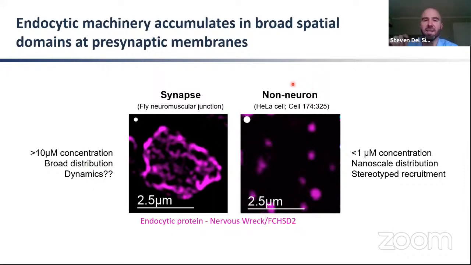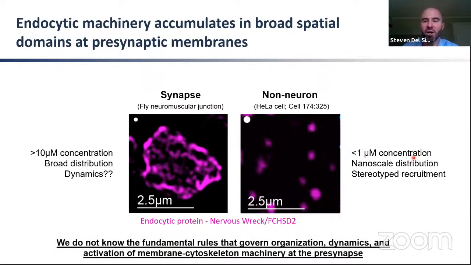By contrast, in non-synapses and non-neurons, the same proteins are accumulating at many-fold lower concentrations, so typically less than 1 micromolar. And they have this very stereotyped nanoscale distribution and a very stereotyped pattern and sequence of recruitment. And so in contrast to this well understood dynamics here, we really just simply don't know what are the fundamental rules that are governing this large scale organization, dynamics, and activity of the endocytic synaptic membrane cytoskeleton remodeling machinery.